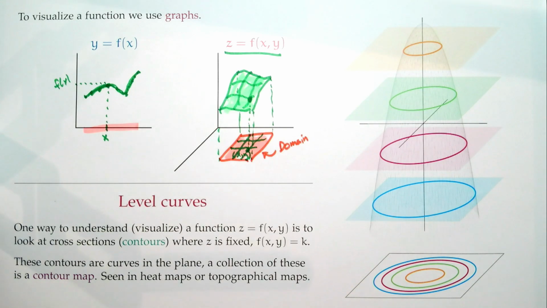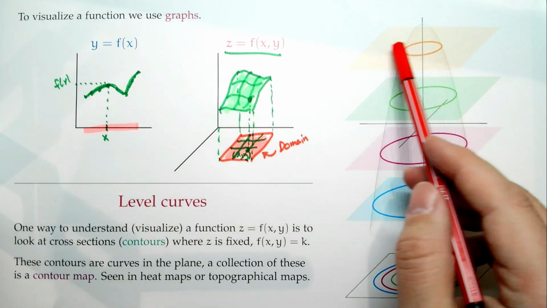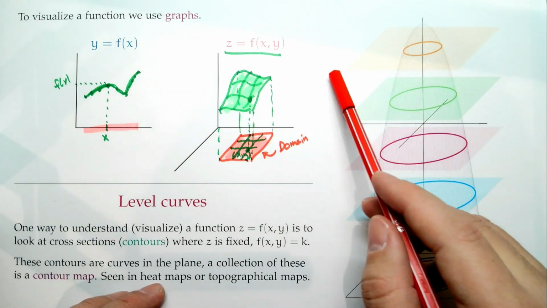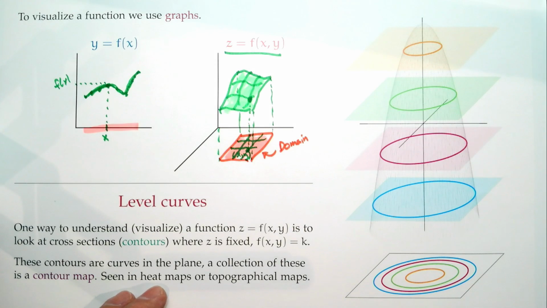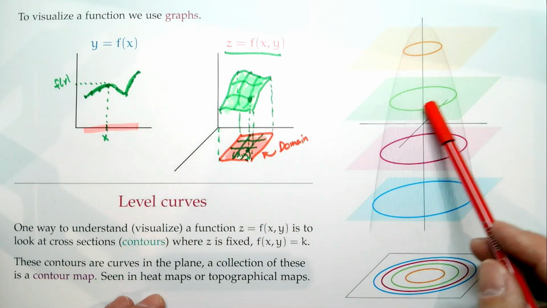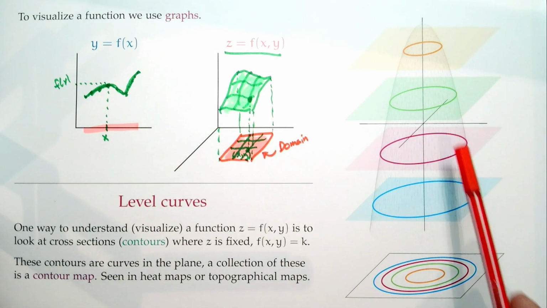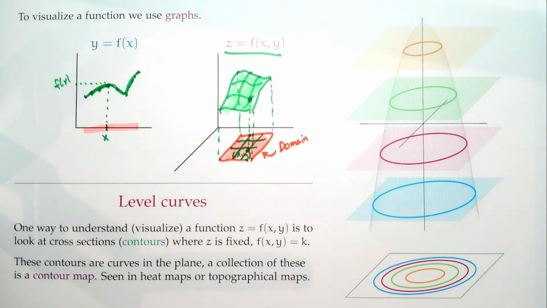When I do that, I can ask, where do I hit the surface? My top slice hits the surface at some curve, in this case a circle. The next slice, again a circle, all the way down. These curves are called level curves. They're also called contours. And they're now curves in the plane.